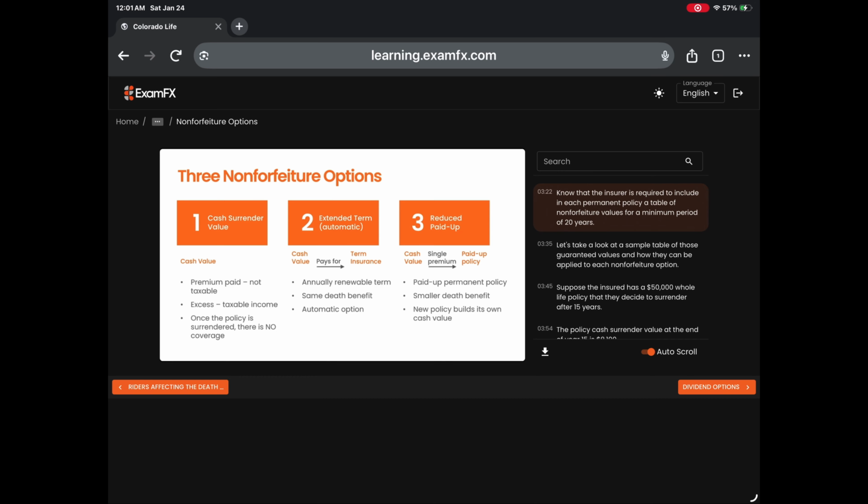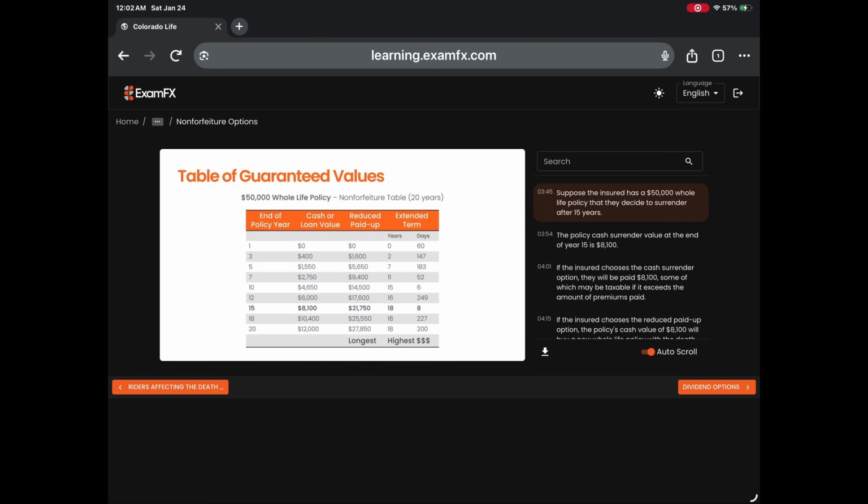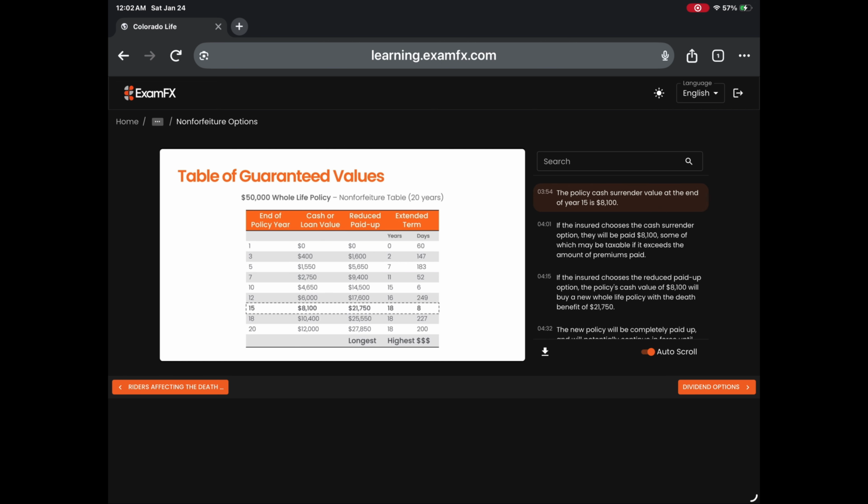Know that the insurer is required to include in each permanent policy a table of non-forfeiture values for a minimum period of 20 years. Let's take a look at a sample table of those guaranteed values and how they can be applied to each non-forfeiture option. Suppose the insured has a $50,000 whole life policy that they decide to surrender after 15 years. The policy cash surrender value at the end of year 15 is $8,100.